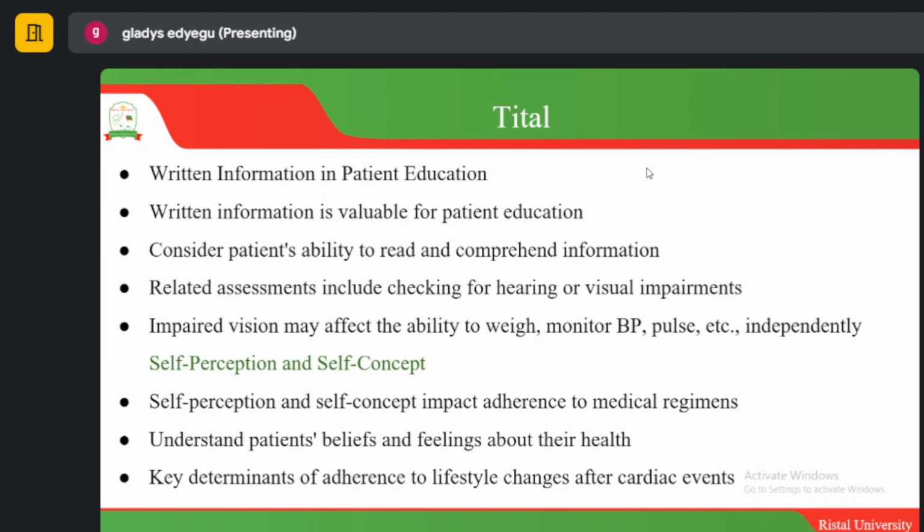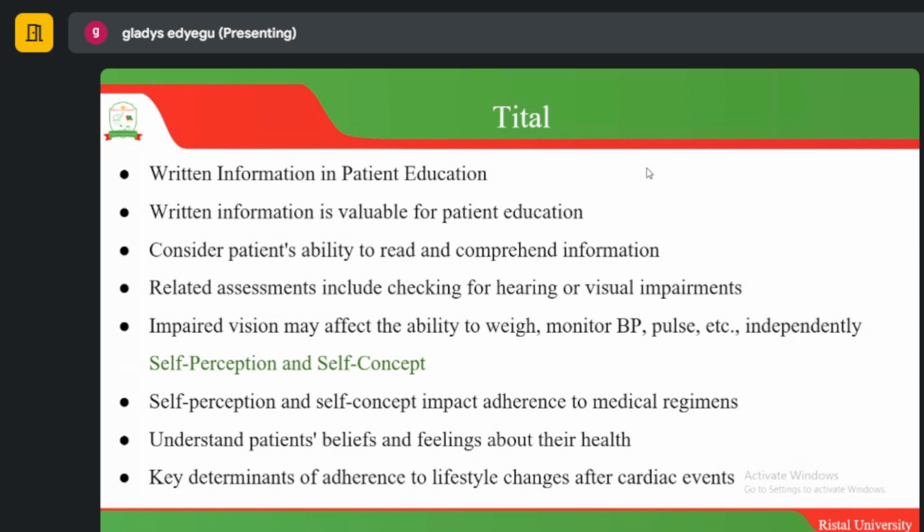Then understand patients' beliefs and feelings about their health. We need to understand them. They have their own beliefs. They may say, I'm having this condition because they have bewitched me. So you have to help this patient understand that there are risk factors and predisposing factors to this condition, and really tell them exactly what has caused this and how they can go about it. Because according to the way they understand, it might be how they believe and how they feel about their health conditions.